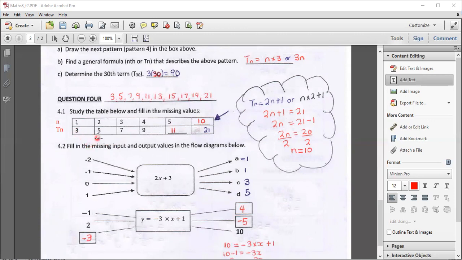So 3 plus what will give us 5? That's 2. 5 plus 2 will give us 7. 7 plus 2 will give us 9. 9 plus 2 will give you 11. So you get 11 as your answer.